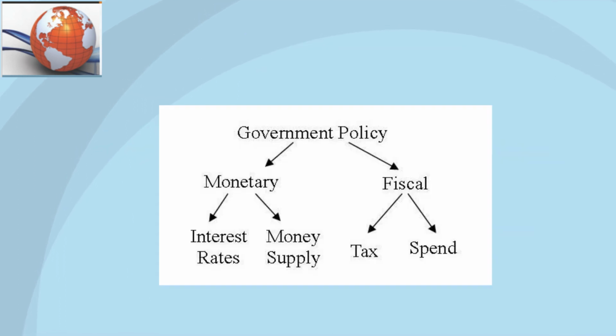Government economic policy can be divided into two further policies, the monetary policy and the fiscal policy. The monetary policy deals with interest rates and the supply of money. The fiscal policy deals with taxes and the spending of the government.